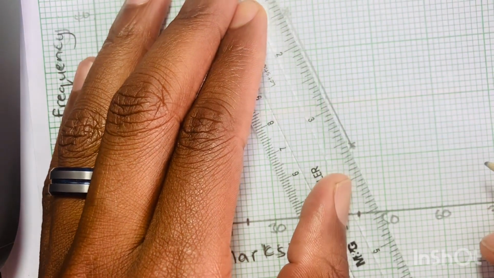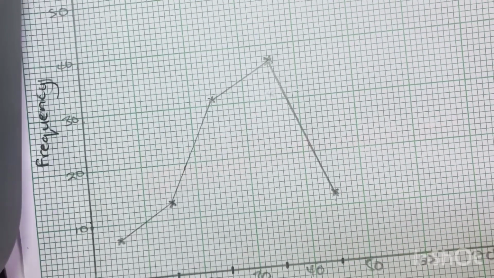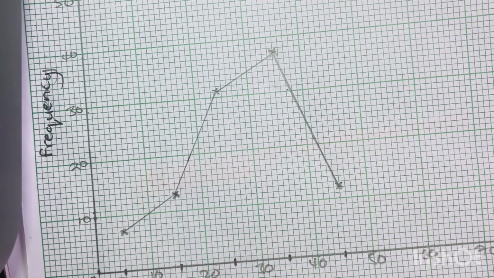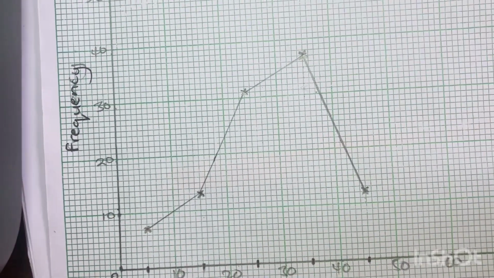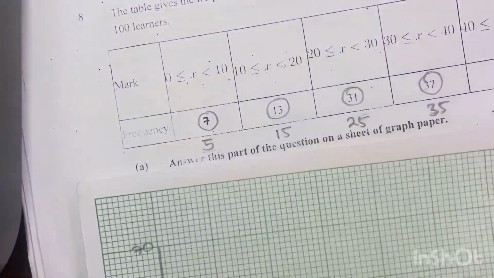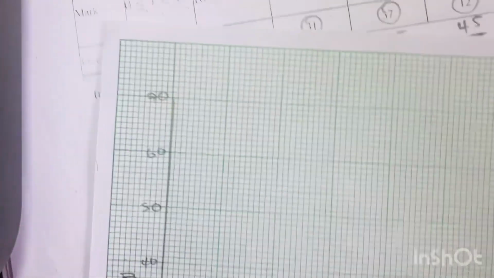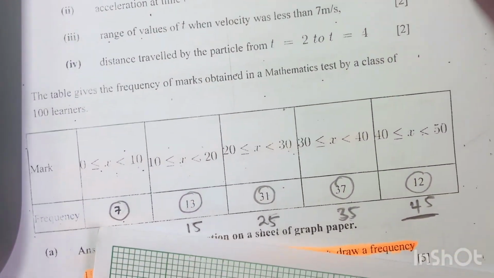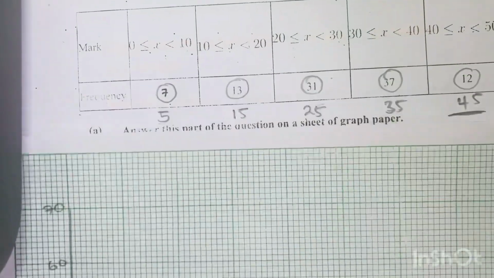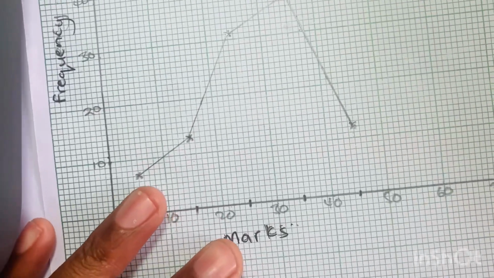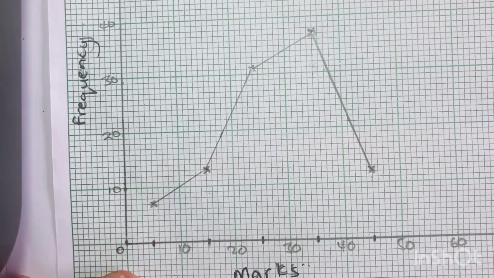Okay, so this is the frequency polygon for this distribution. So this distribution that we have here, it's actually having the frequency polygon like this. It comes out like this.